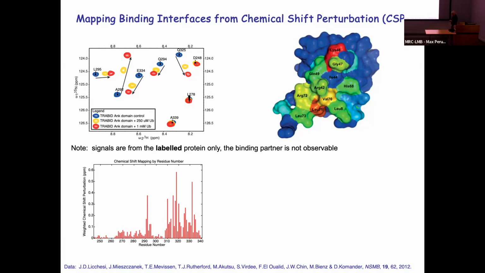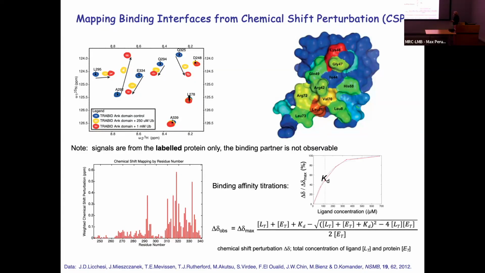Can put that graphically as to where in the sequence this binding occurs. Obviously, it's not always in a contiguous patch because the protein folds round and other parts of the chain may come into proximity of this binding site. This is all very quantitative. We can then plug in the values of these and we get a standard binding isotherm of the chemical shift perturbation versus ligand concentration. And we can work out with quite high accuracy values of the affinity constants.